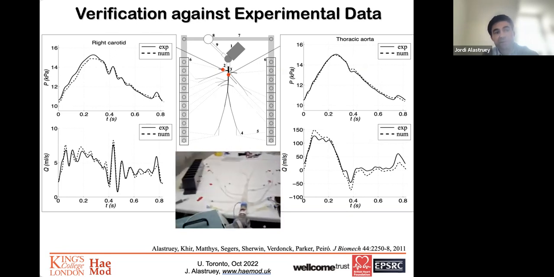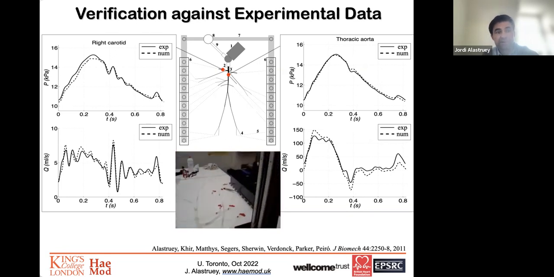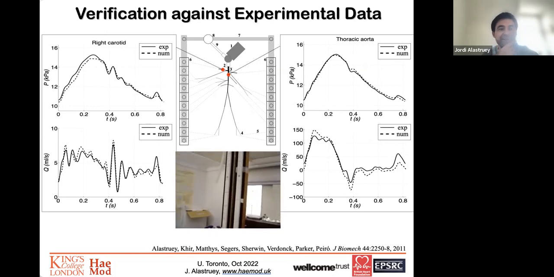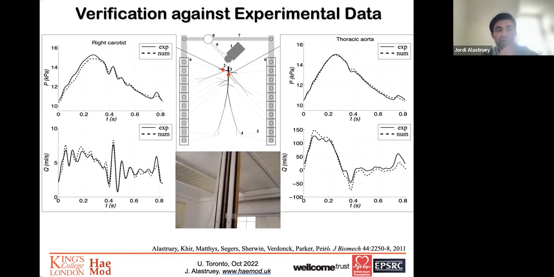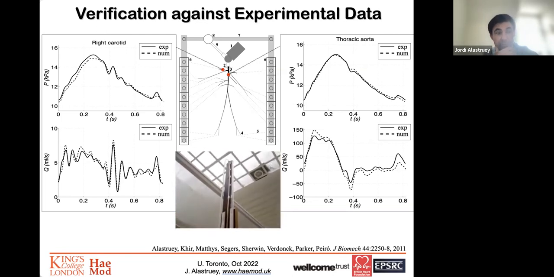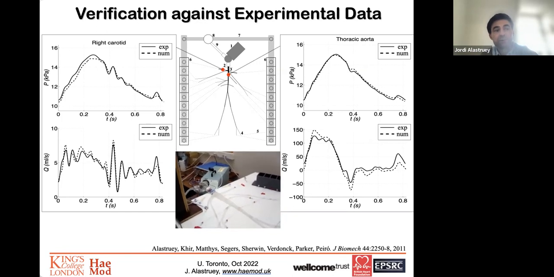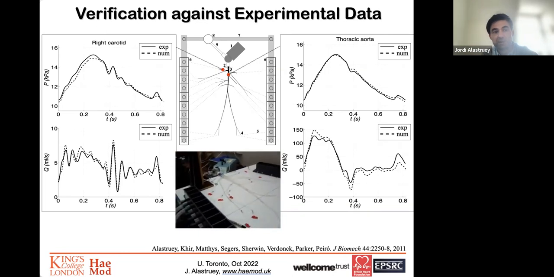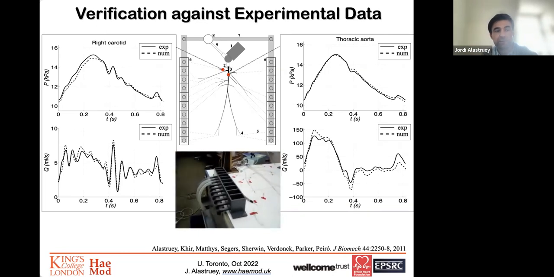We also then measured pressure. It's not blood, but the liquid that we had in this experiment, and also the flow in over 70 points in the silicon network. And we then ran the 1D model to obtain simulated pressure and flow waveforms in the network of silicon vessels and compare numerical versus experimental waveforms.